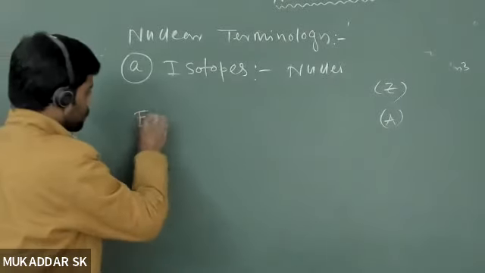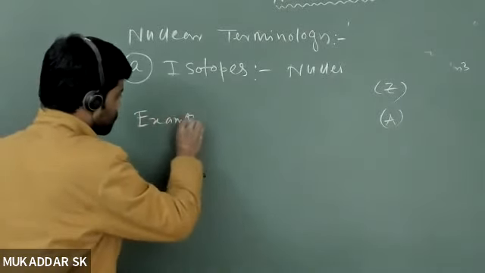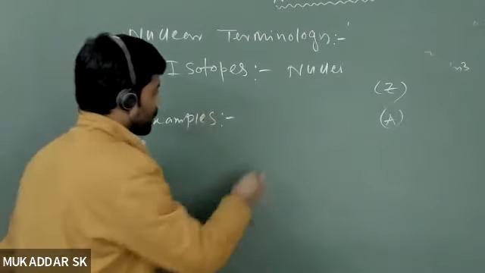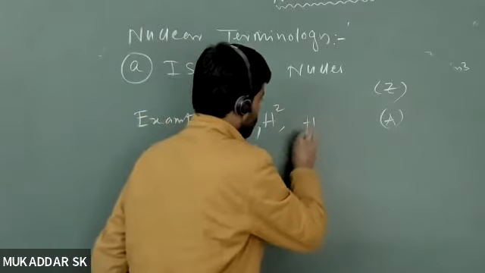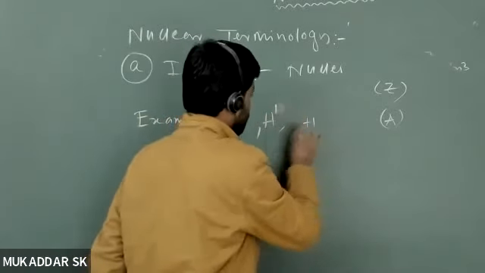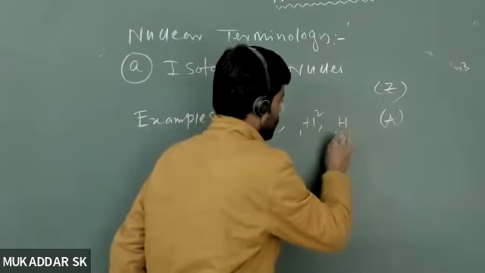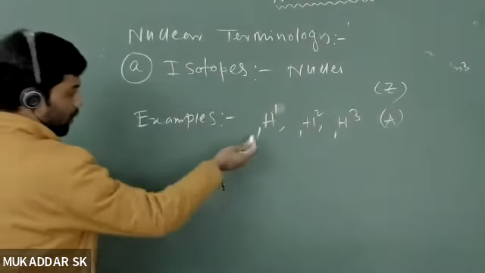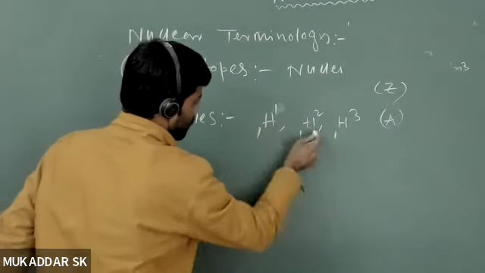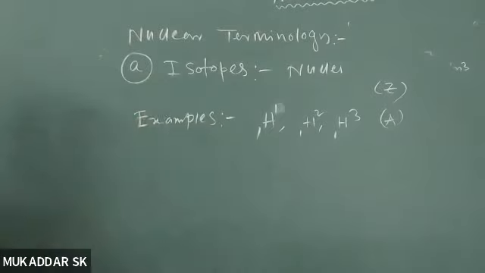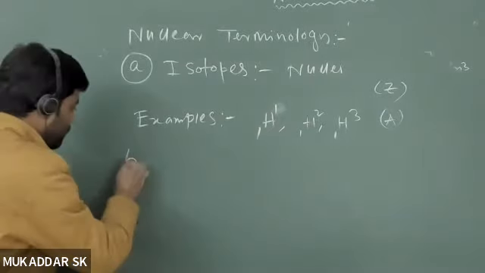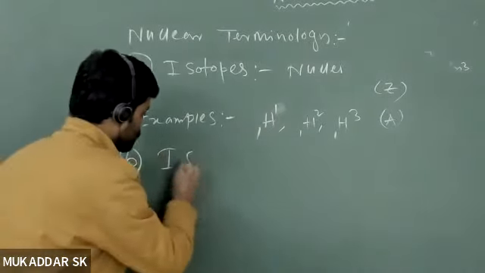Example, you have hydrogen having 3 isotopes: 1H1, 1H2, and 1H3. Now you can see all have the same atomic number, that is 1, but different mass numbers. So they are basically isotopes. Nuclei with same atomic number but different mass number are called isotopes. Next, isotones.